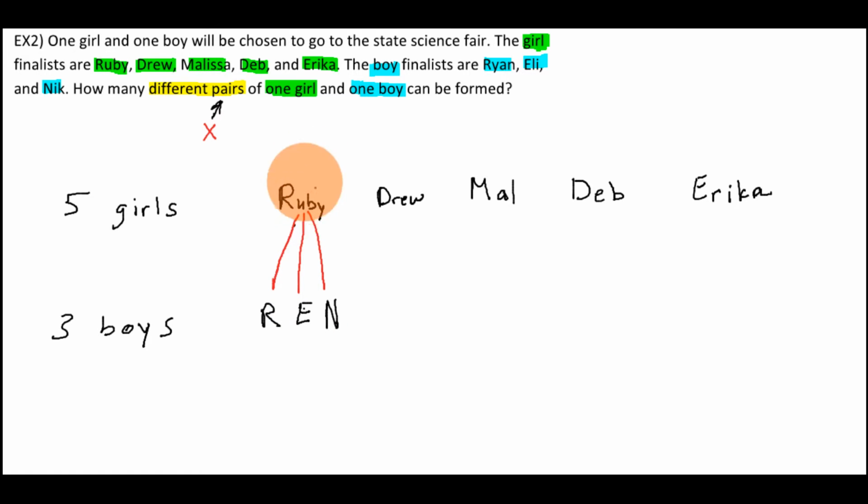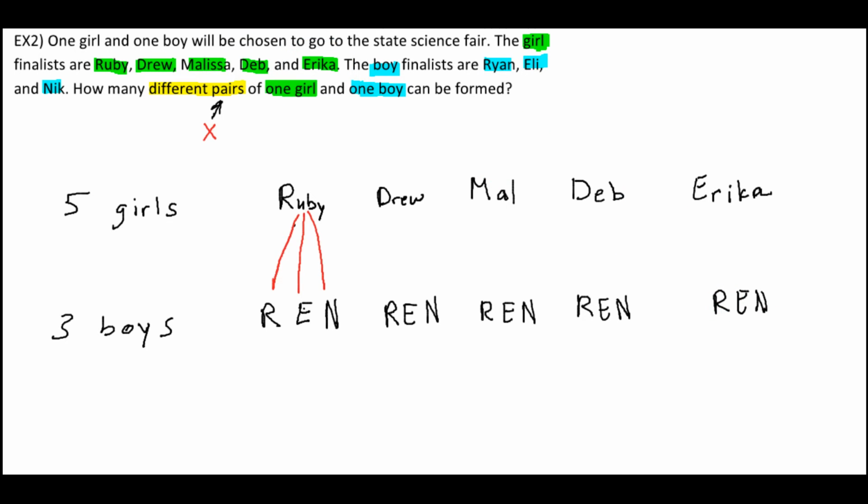However, I don't have to select Ruby for the science fair. Drew could be selected to go to the state science fair. And if Drew goes to the state science fair, she could go with the same group of boys. She could go with Ryan, Eli, or Nick. And I'm going to combine these pairs in just a second, but I'm going to continue on with this pattern. So if Mal goes to the state science fair, she could go with any of the 3 boys. The same for Deb. And also the same for Erica.